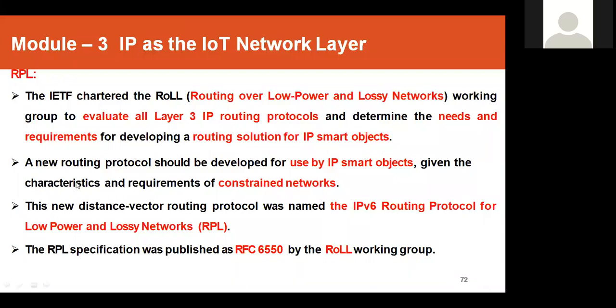Given the characteristics and requirements of constrained networks, this new distance vector routing protocol is named the IPv6 routing protocol for low power and lossy networks. That's called RPL in short. Mainly it's a protocol for determining some of the needs and requirements for IP smart objects when they are connected in constrained networks, very importantly, if they have particular requirements. An example given here is the RPL specification, 6550.